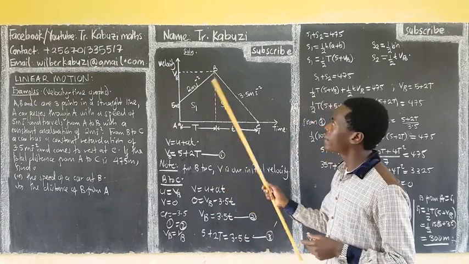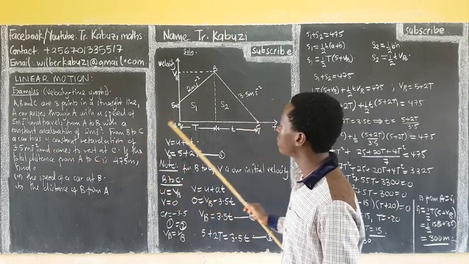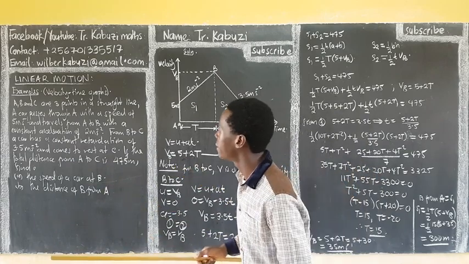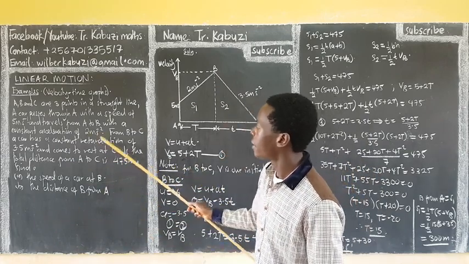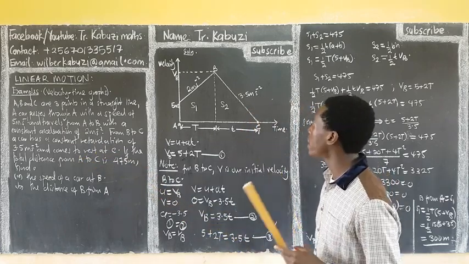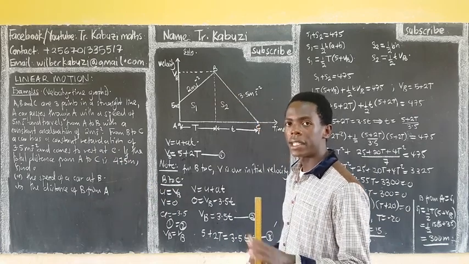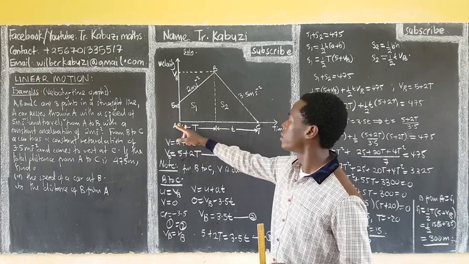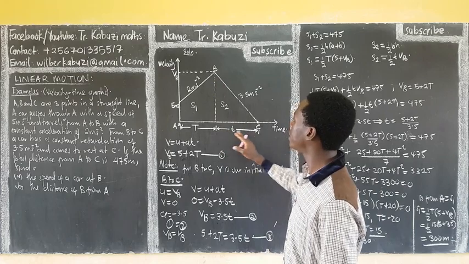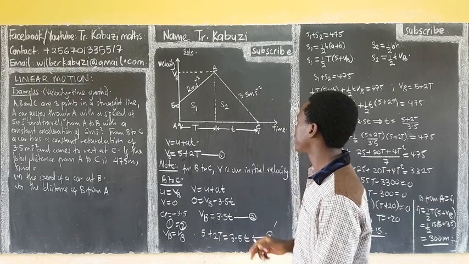Now they're telling us that after that, from B to C, the car has a constant retardation. Retardation means it's going to slope downwards, decrease, accelerating negatively. And it comes to rest at C. Coming to rest means the velocity is going to be 0. That's why we bring it down to this side, because at rest the velocity is 0. Now we are assuming that from B to C it's using small t as the time.